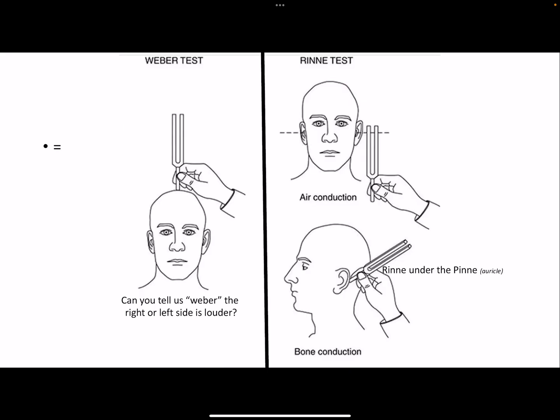So how do we tell whether you have sensorineural or conductive hearing loss? There's the Weber test, and so here we're going to put a tuning fork on the top of your head, and it's, can you tell us, Weber, if the right side or the left side is louder? So we're going to play this, see which one is louder, left or right side.